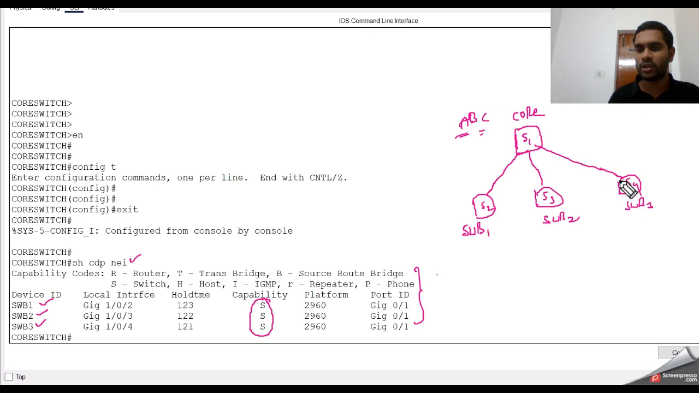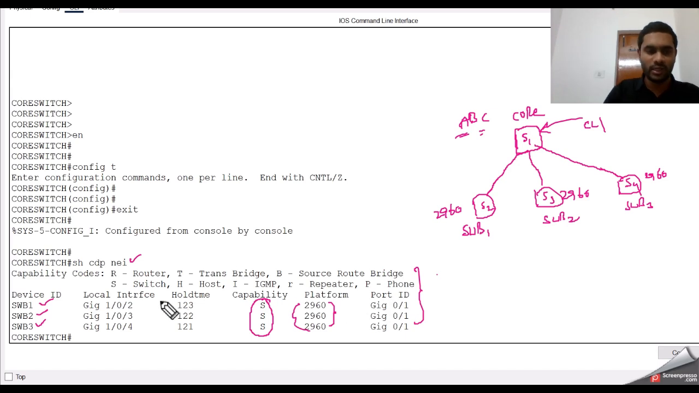Then what you need is the capabilities. You see here it's clearly telling they all are switches. And now you can see the platform also. You see how much information you are getting. That means, sitting at this switch 1 and accessing its CLI, I am able to see which models they are. They are 2960 hardware models.